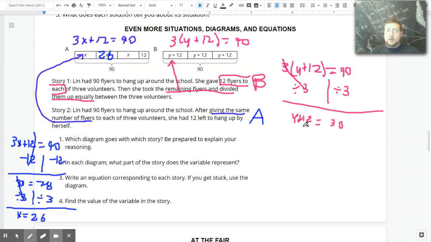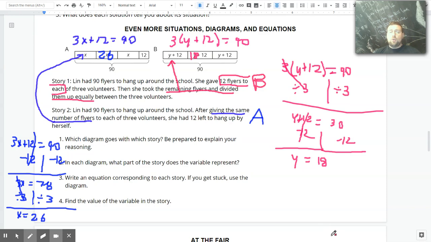Our next step is trying to get rid of that 12 that's over there, and since it's adding, you have to subtract 12 from both sides of the equation. When you do that, the 12s cancel out, and all you have left is y equals 30 minus 12, which equals 18. So what does that 18 mean in our problem? Well, it means that after she gave each of them the 12 flyers, she realized she had 18 left to give to each one of them, which makes sense. You should check your work by plugging back into the expression or the logic of the problem. 12 plus 18 is 30. 3 sets of that makes 90. So that does make sense as a solution for these problems.